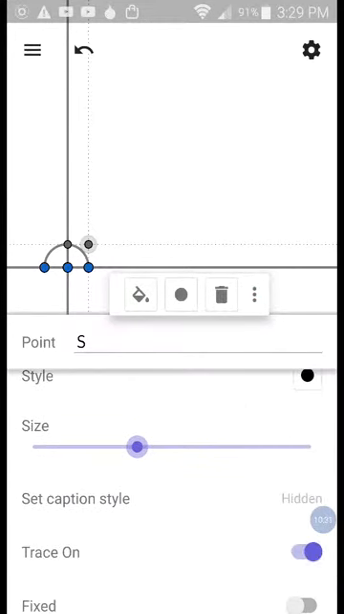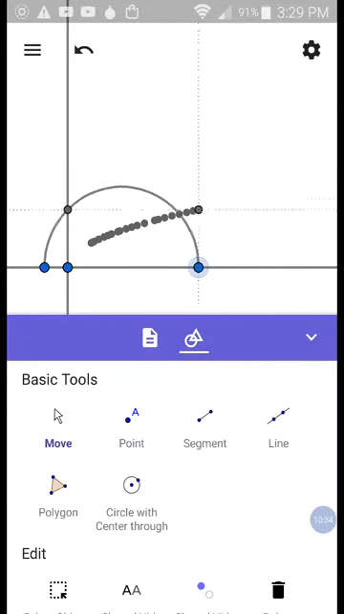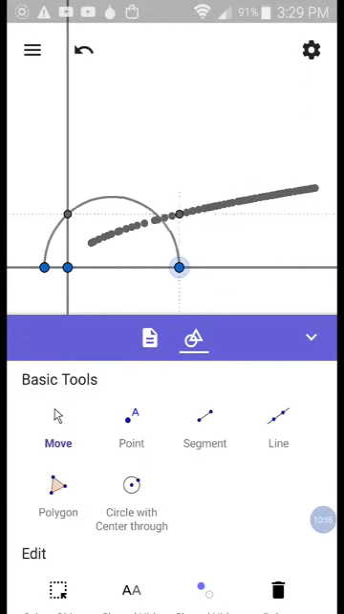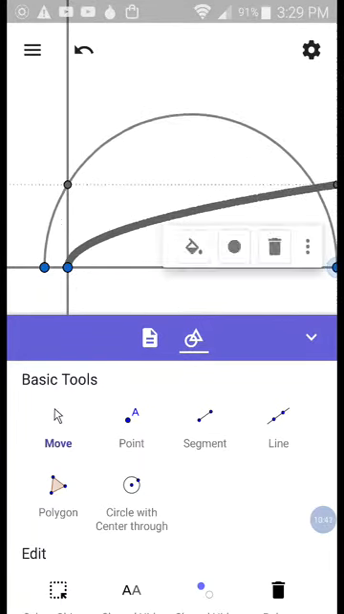So trace on. Yeah, okay. Let's try that now. Oh, there we go. Yep, there it is. That sort of sideways parabolic curve. That is the function of the square root of x. Okay.